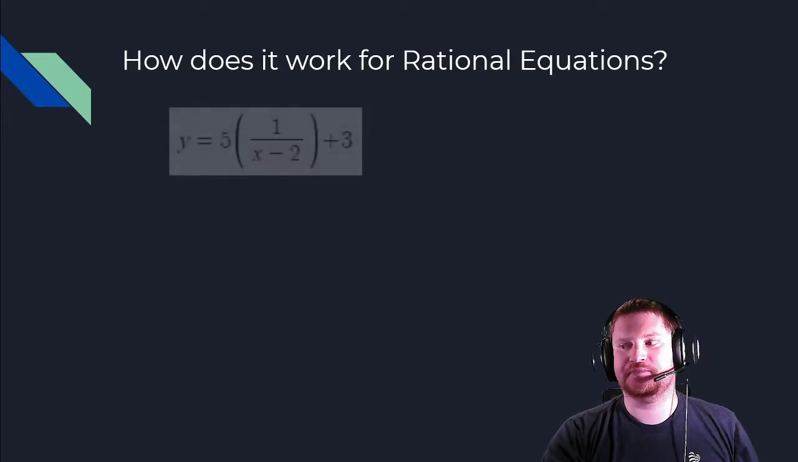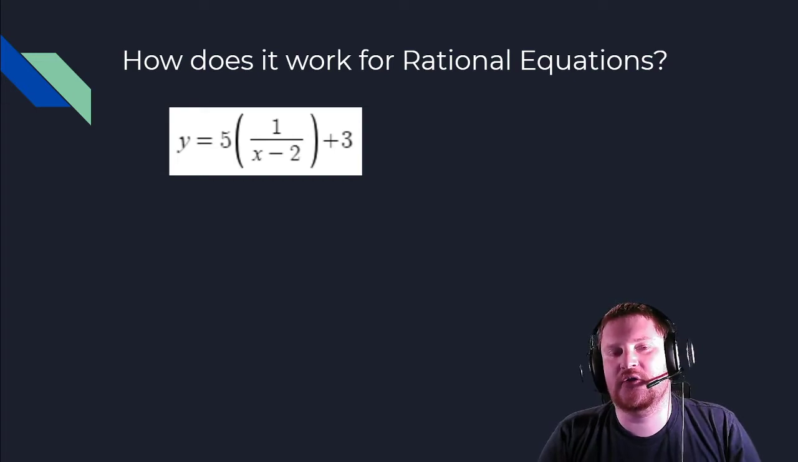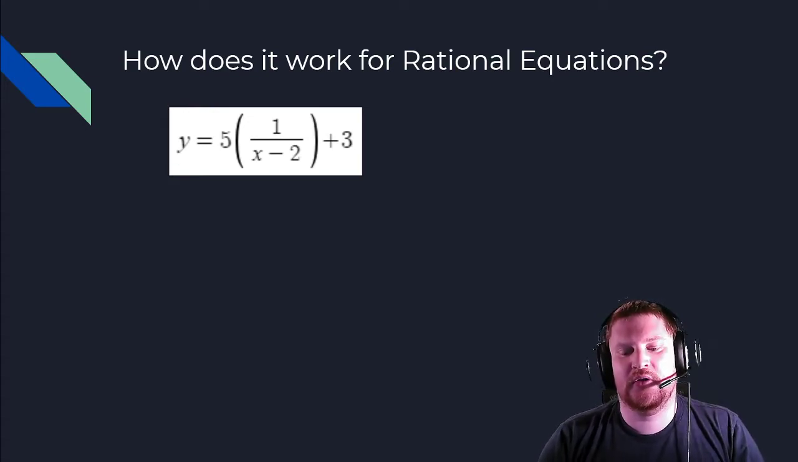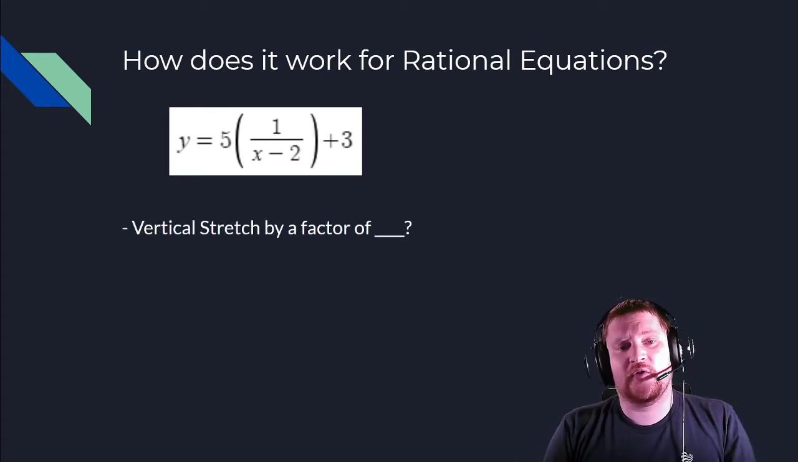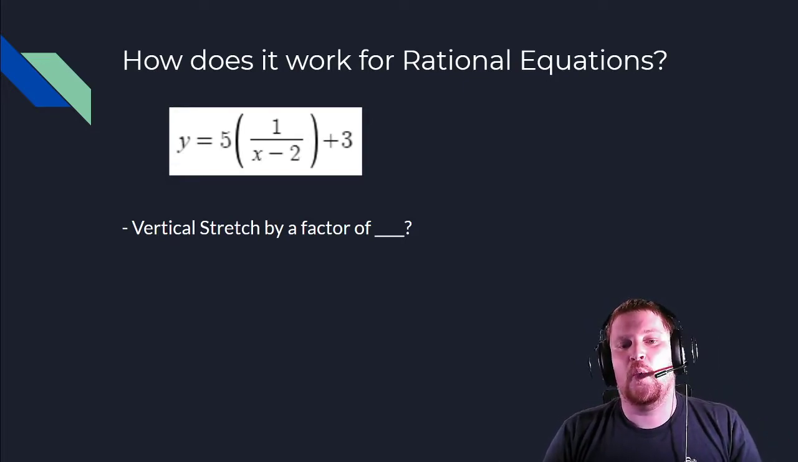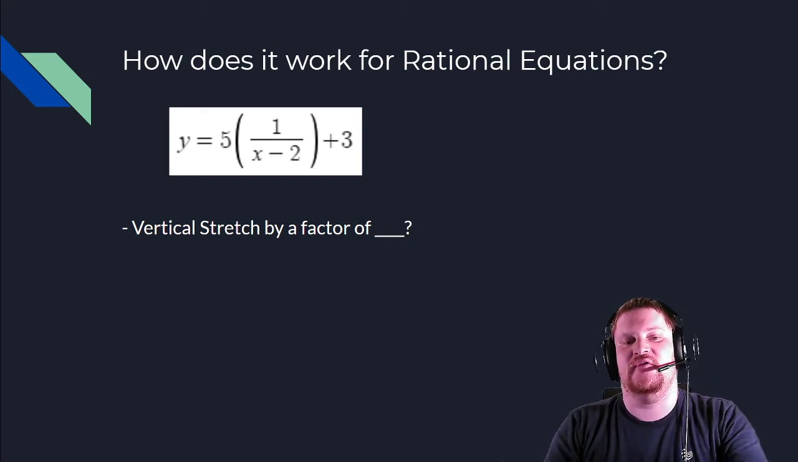For example, how is this rational equation transformed from its base equation, from its parent function? Well, we have a vertical stretch. There is multiplication on the outside. What is it stretched by? It's stretched by a factor of 5.